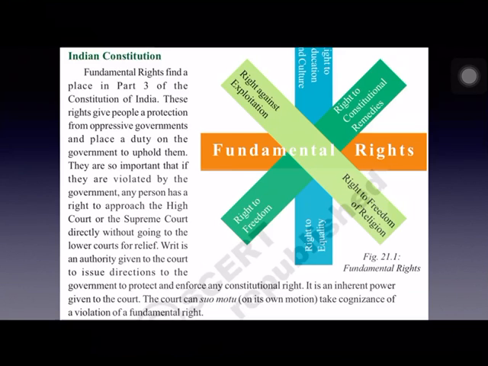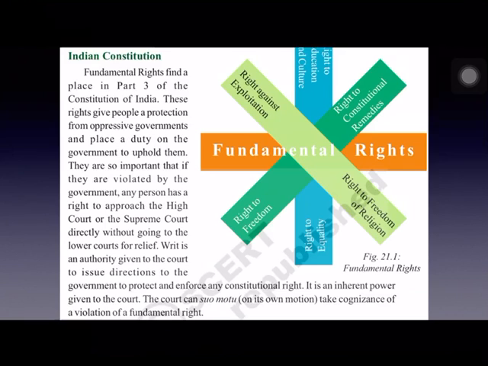Now let us see the Indian Constitution and the fundamental rights which are guaranteed by the Indian Constitution. Fundamental rights, as we discussed, are basic rights and these are laid down in Part 3 of the Constitution of India. These rights give protection to the people from oppressive governments. If the governments are oppressive, people get protection by using these fundamental rights against them. And it is the duty of the government to uphold these rights and to protect these rights also.